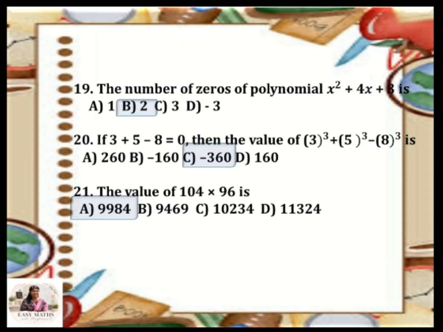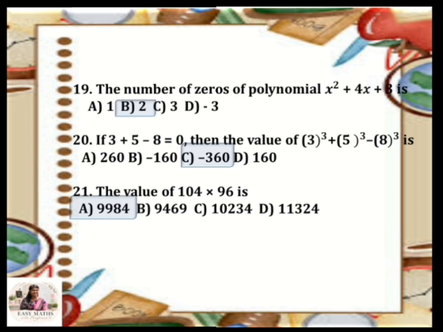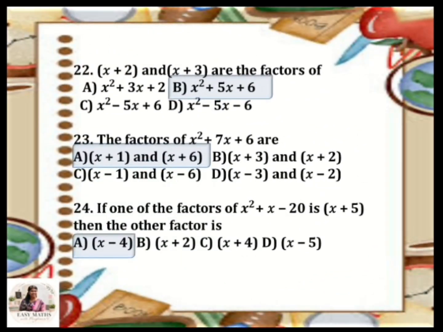Then you will get the answer as 9984 as the answer here. That is regarding question number 21. You have to solve question number 21 in detail. Here you have to take 104 as 100 plus 4, 96 as 100 minus 4. Next question, question number 22.